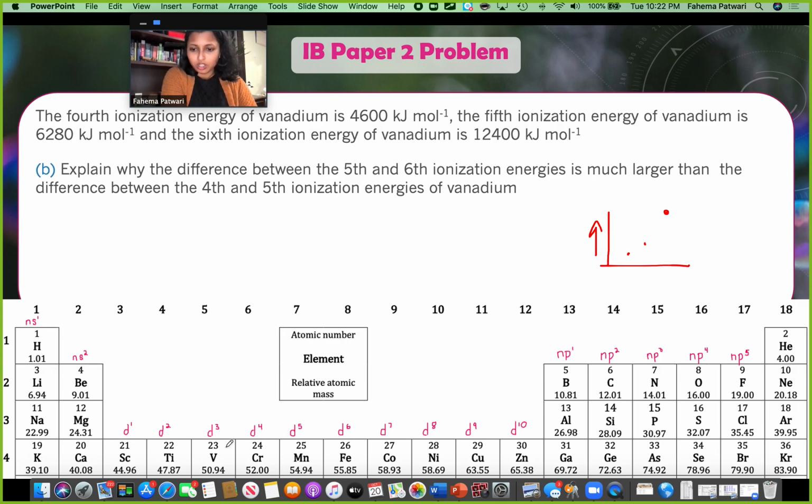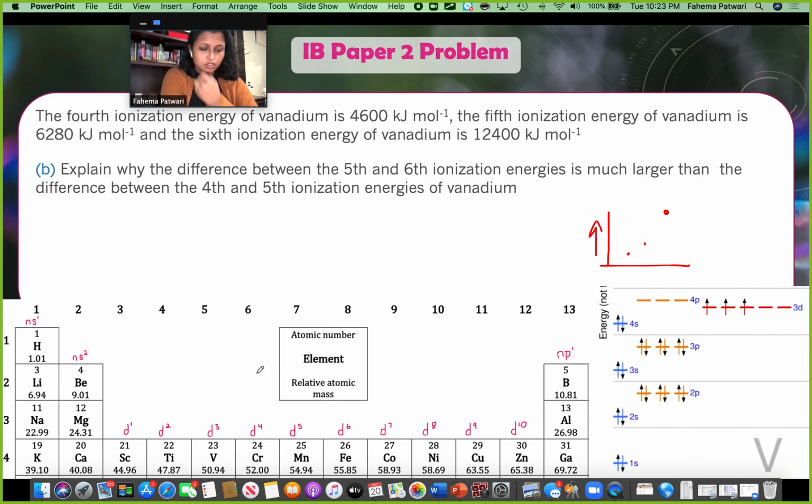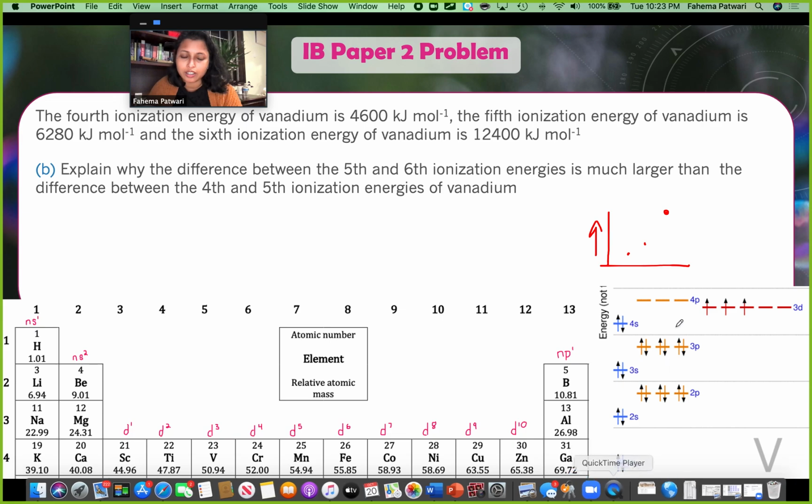So let's look. So vanadium, right, is right over here. So the first electron that you take away is the third one in D. Then you take away, oh wait, I'm mistaken. Okay, so why does that happen? So we can see here, this is the first, second, third, fourth, fifth, right? So the fourth and fifth electrons are in 4s. The sixth electron is in 3p, right?